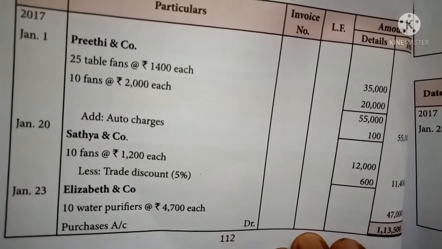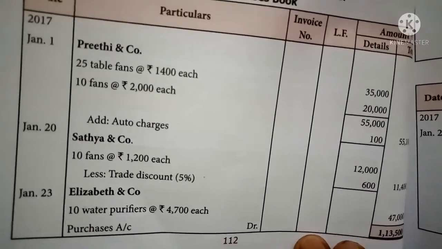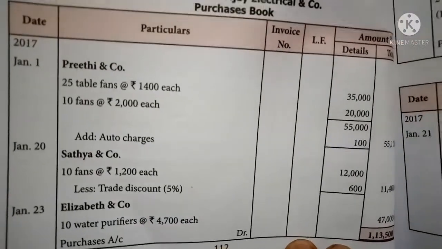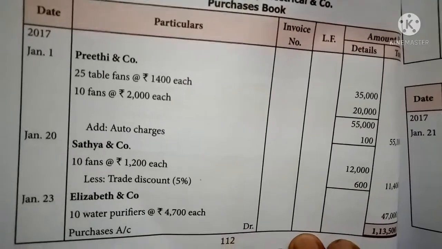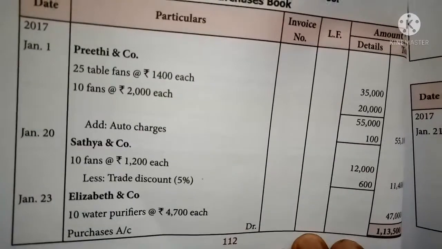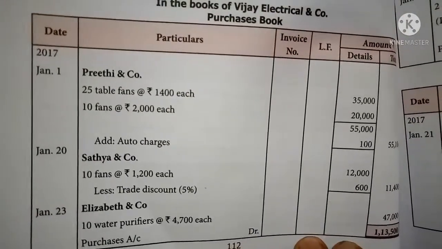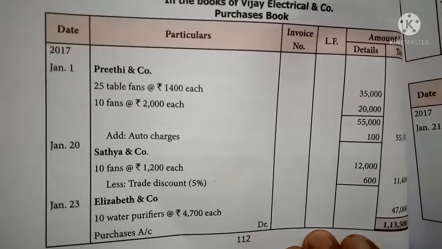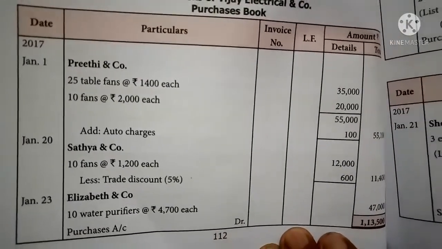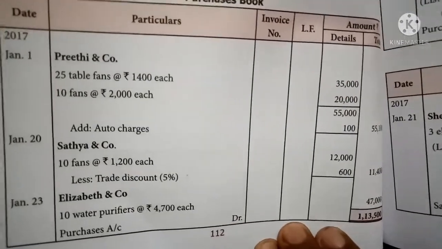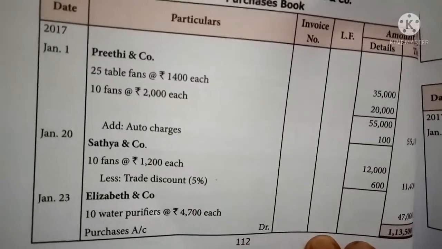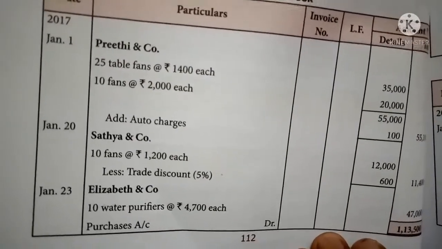And January 23, Elizabeth & Co. 10 water purifiers, 4,700 each. So the total amount is 47,000. So after writing all the credit purchase transactions from the transactions given in the sum, record all the credit purchases of goods in the purchase book. Now total the amount in the purchase book. The total amount of the purchase book is 1,13,500. So it is the purchase account. You should mention debit, DR.